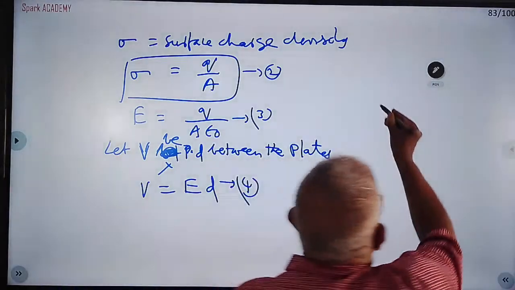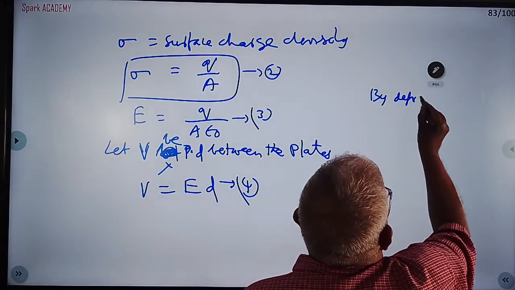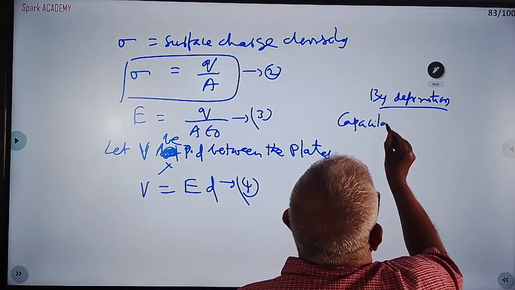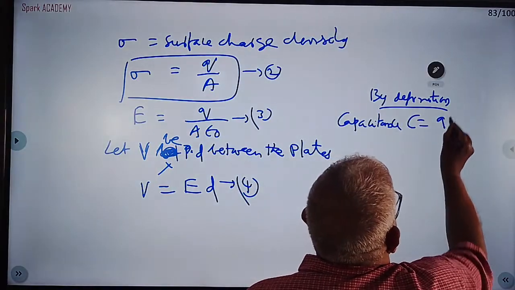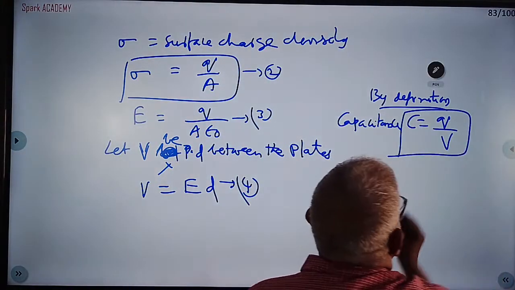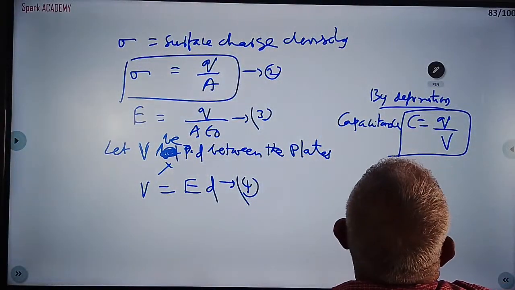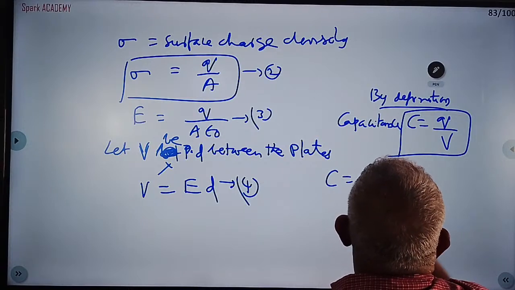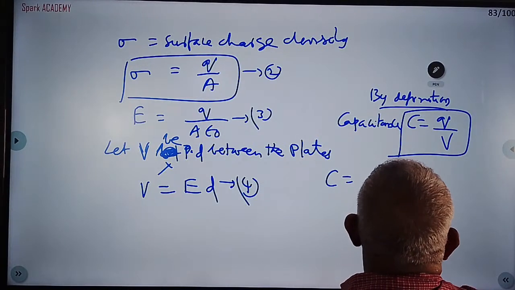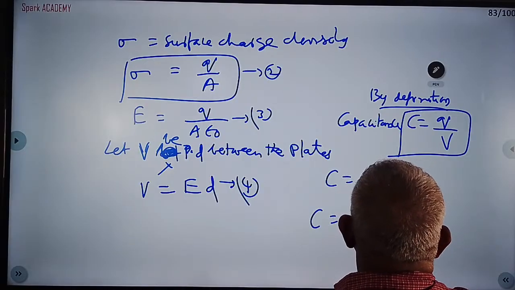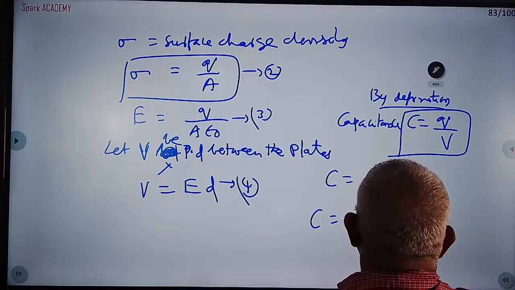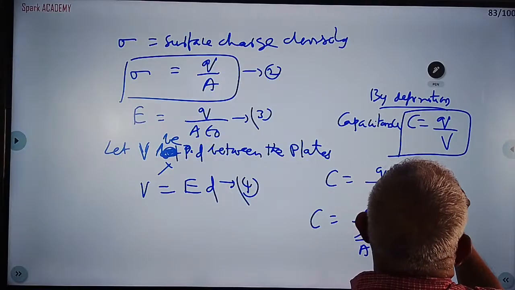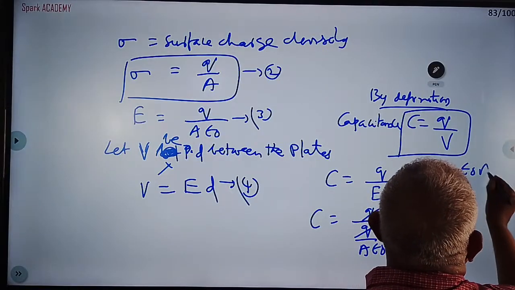Now, next step, a very important step. By definition, capacitance C is given by charge by potential difference. So C is equal to Q by V, which is E into D. E means what? E means Q by A epsilon naught, into D. Q gets cancelled. Ultimately, you will get C equal to epsilon naught A by D.